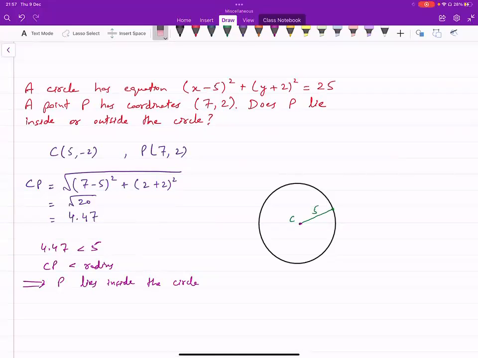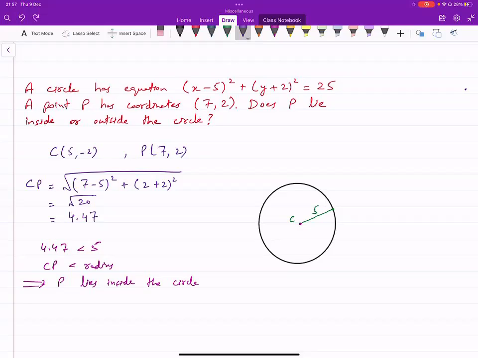You have this equation of a circle that's x minus 5 whole square plus y plus 2 whole square equals 25. There's a point P that has these coordinates. You have to figure out whether this point P lies inside the circle or outside the circle. How do you figure that out? So you've got the equation of the circle.